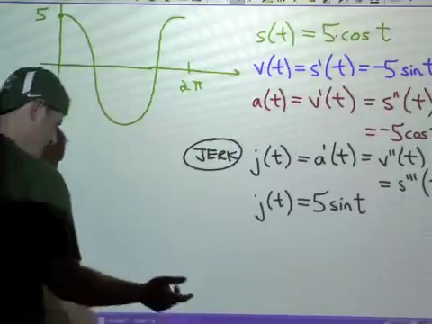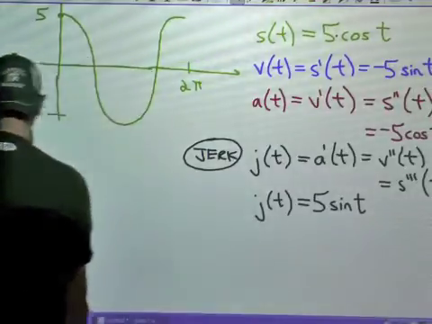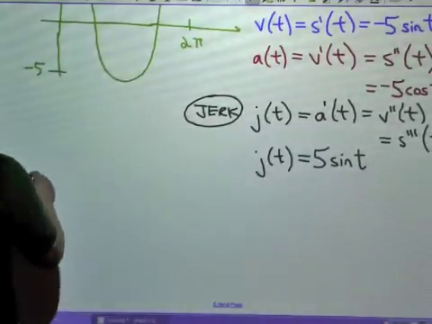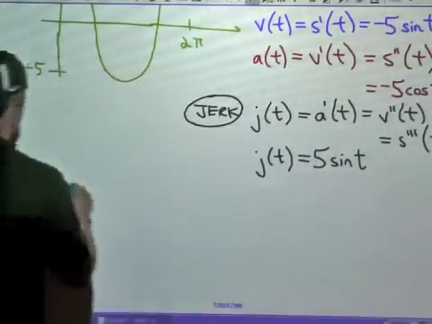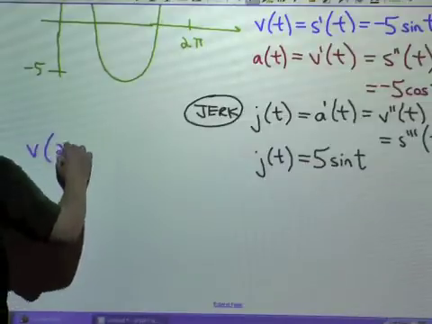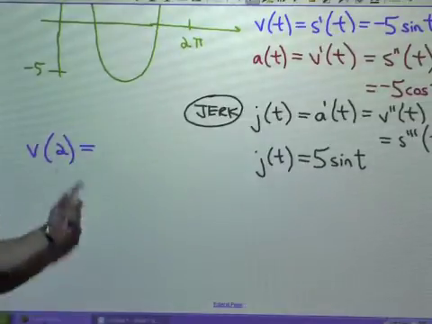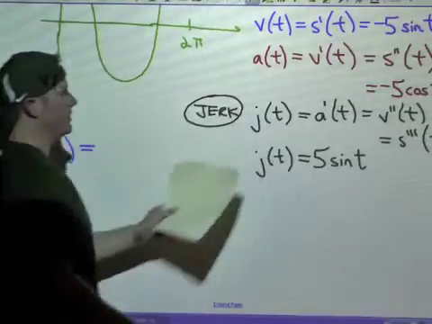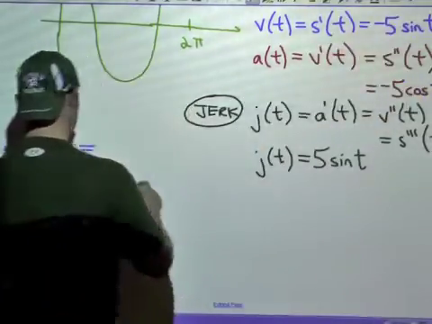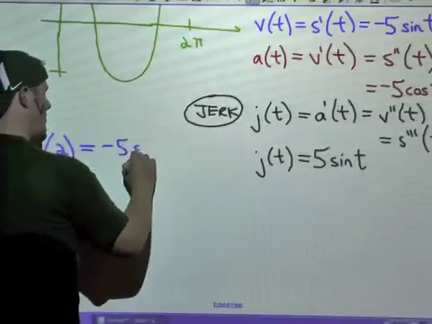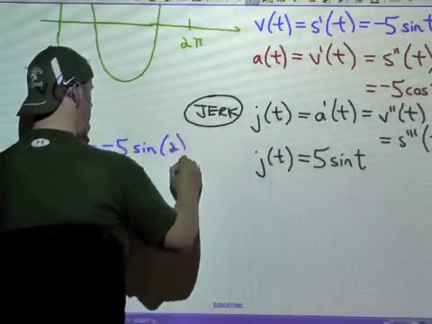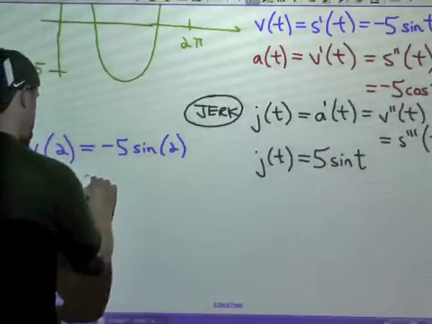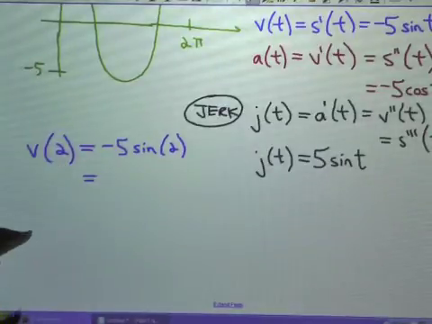Okay, so anyway, if you're supposed to analyze the motion at a particular time, let's say we want to find the velocity at t equals 2. Well, then it would just be a matter of plugging 2 into the velocity function. So the velocity function was -5 sine t. So I do -5 times the sine of 2. Again, the assumption is that this is in radians. And so then we just plug this in.